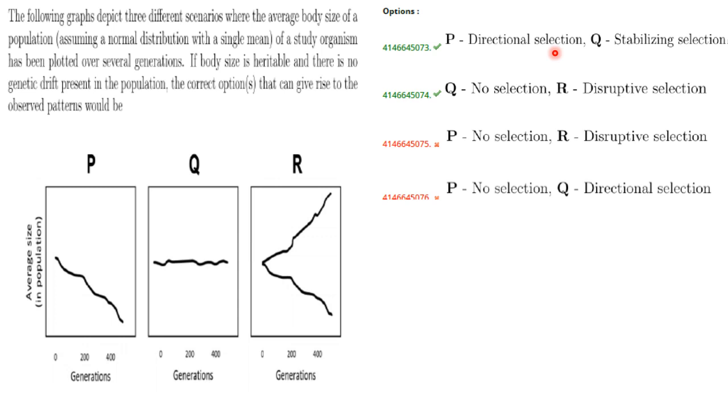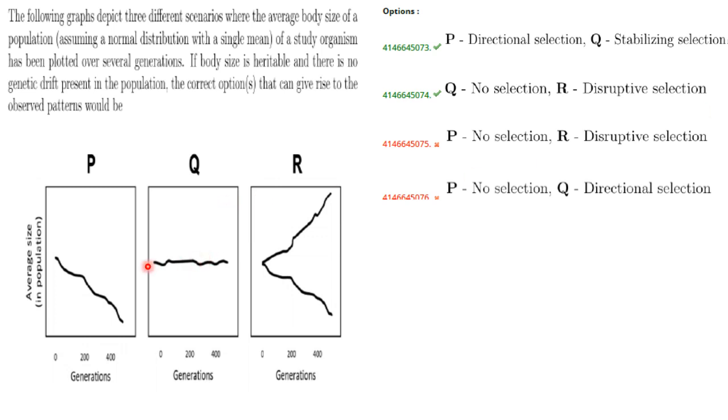So directional selection, it occurs when environmental pressures favor one phenotype more than the other. As you can see in this graph, only one phenotype is favored more than the other as in P. So P is showing directional selection. That is correct. Then disruptive selection, a mode of natural selection in which extreme values of the trait are favored over intermediate values. So extreme values of the trait are favored over here than the intermediate values. So R is showing disruptive selection.